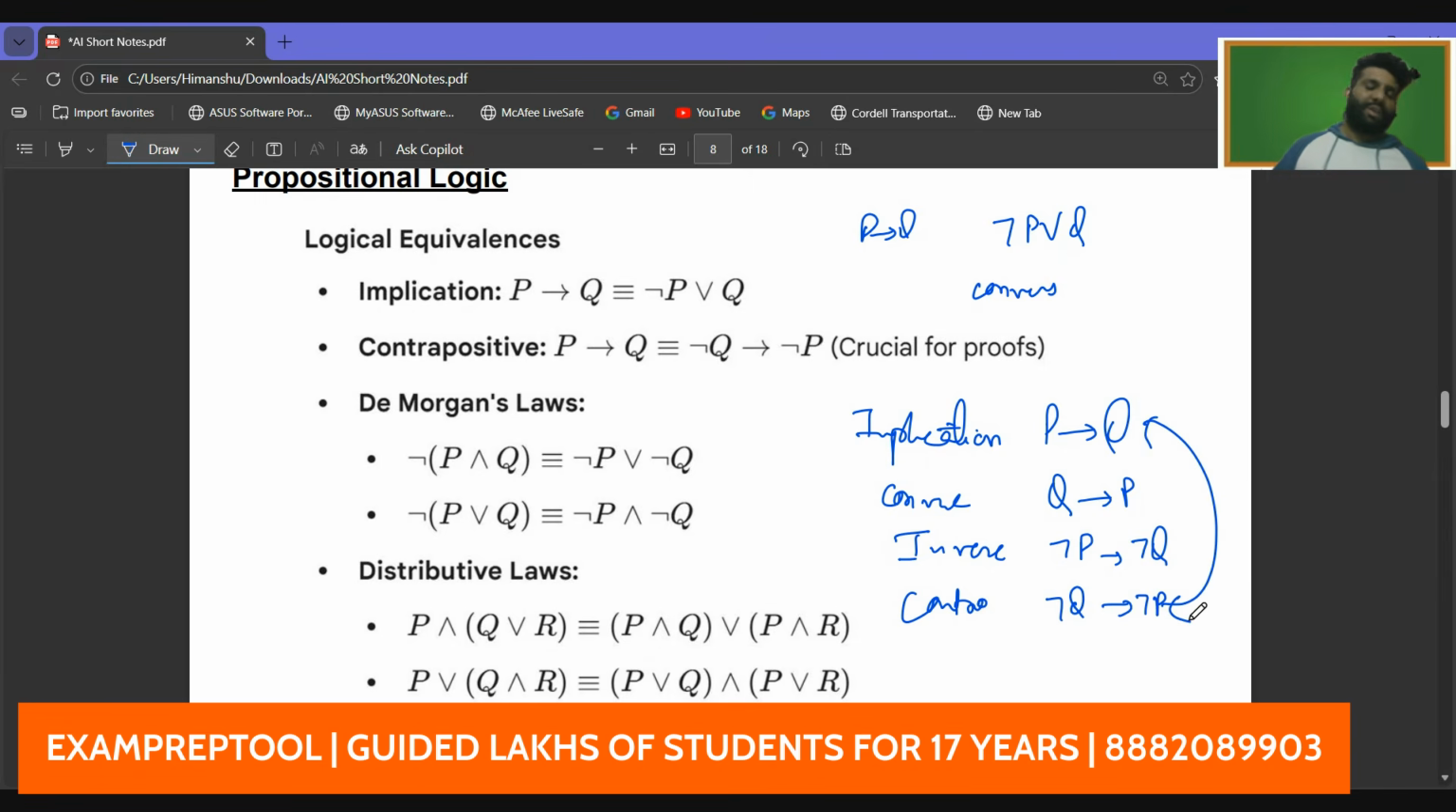Then we have De Morgan's law, which actually changes conjunction to disjunction and disjunction to conjunction when negation is applied on the overall expression. Distributive law distributes the conjunction and disjunction accordingly, as you can see within this example over here.